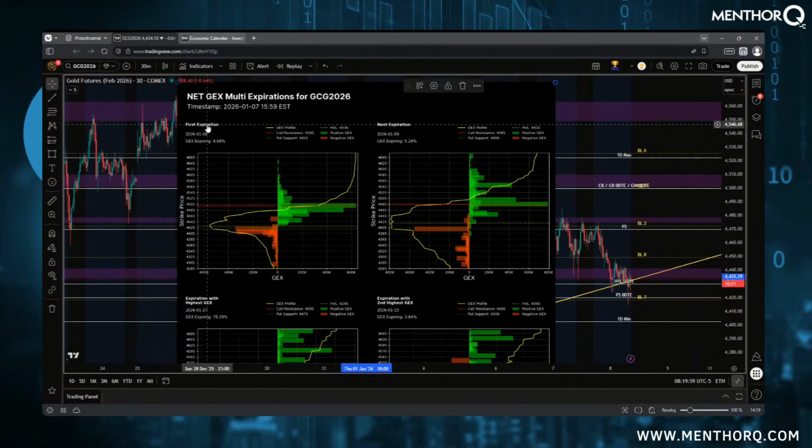So today, 8th of January 2026, what do we have? The first picture represents more than 600,000 gamma sitting around 4505. Flip point around 4430. If we drop below 4430, then we should get acceleration. From tomorrow's expiration, near 5%, we have similar gamma exposure in those 2 days.